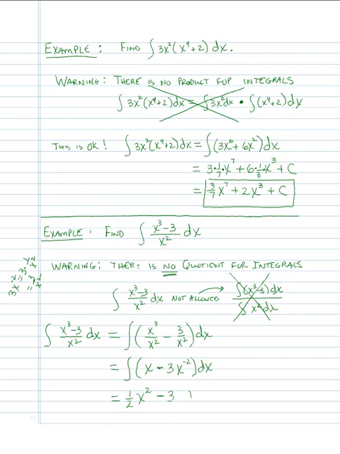Now, as soon as we get exponents that are negative, I kind of come over here to the side until I'm used to it. I'm going to take the old exponent, which is negative 2, and add 1 to it.